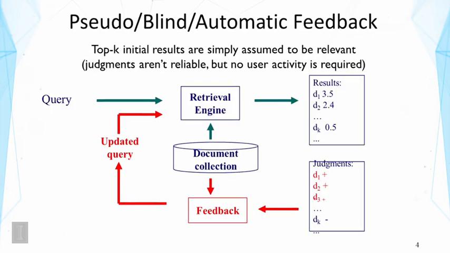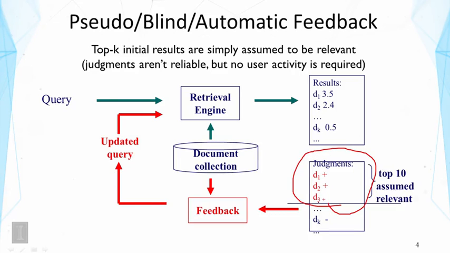There is another form of feedback called pseudo-relevance feedback, or blind feedback, also called automatic feedback. In this case, you can see once the user has got the results, or in fact, we don't have to involve users. So you can see there's no user involved here. And we simply assume that the top ranked documents to be relevant. Let's say we can assume top 10 as relevant. And then we will use these assumed documents to learn and to improve the query.